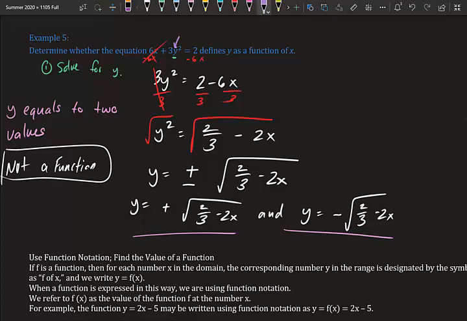Also, y squared is never a function. Ever. If it has y squared in it, it doesn't matter what it looks like. If it has y squared, not a function, unless it cancels itself out, but that's a really rare opportunity. Y squared, not a function.